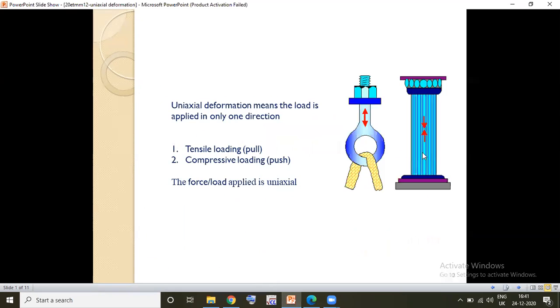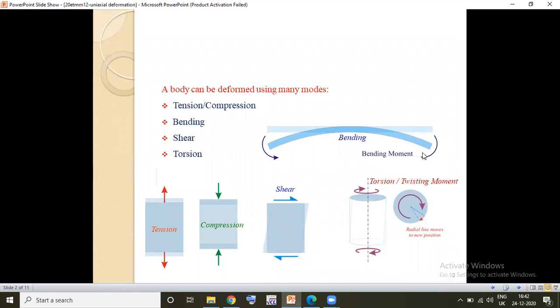In uniaxial deformation, we can define deformation as the movement of slip planes. A body can be deformed using many modes, like tension or compression, which is nothing but uniaxial deformation. Then we have bending, shear, and torsion. All these are divided on the basis of the application of the force and the area of application. So in uniaxial deformation, we see that it is nothing but tension and compression.